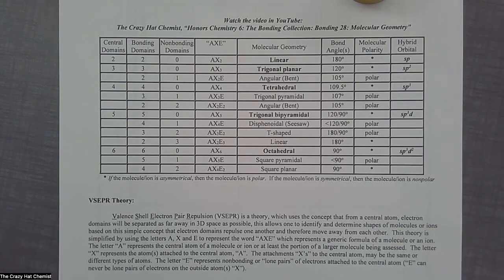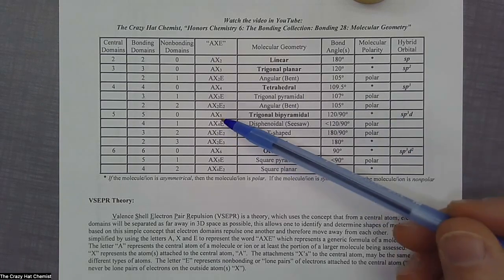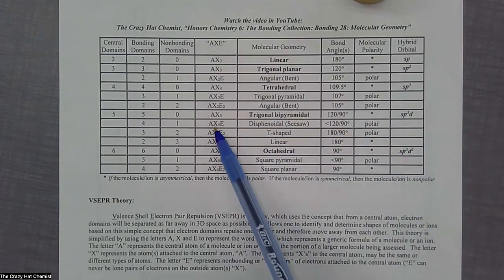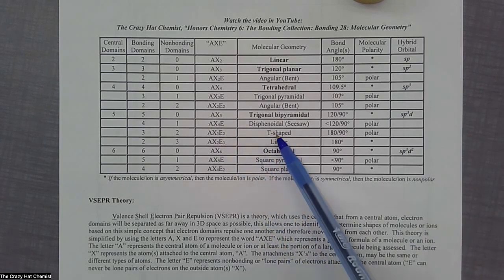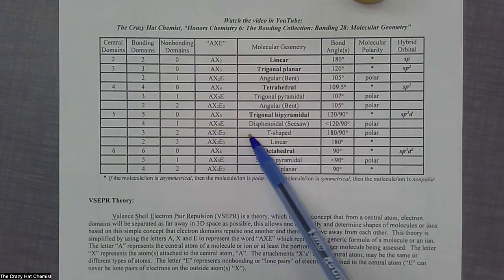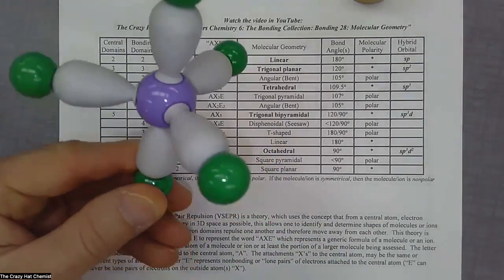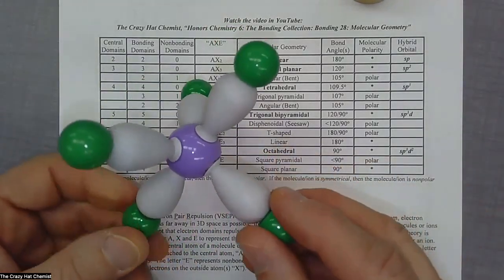In the 5-domain structure, you have the most number of shapes that you can possibly have. That's trigonal bipyramidal, that's AX5. Then there's disphenoidal or seesaw, AX4E. Then there's T-shape, that's AX3E2, and then linear, and that's AX2E3. Okay, so this right here is trigonal bipyramidal.